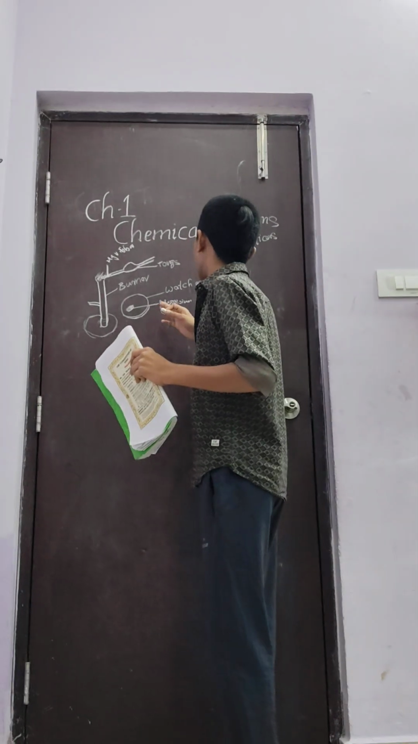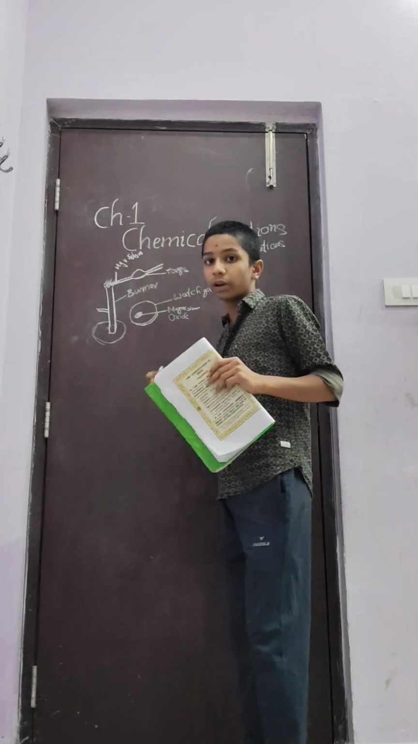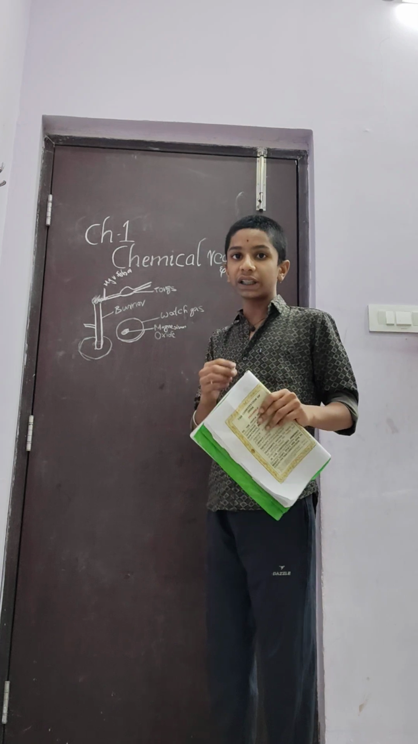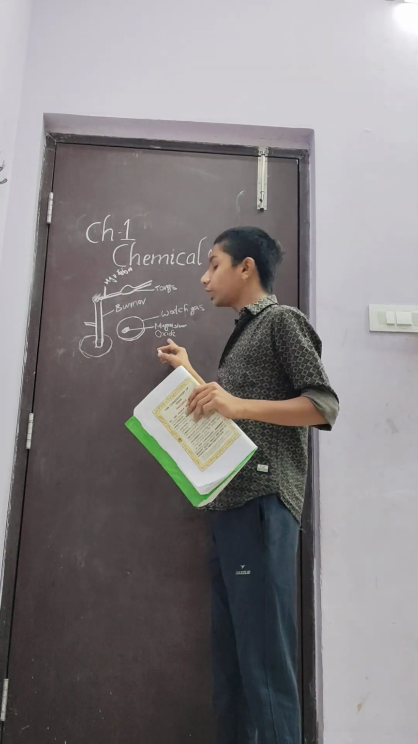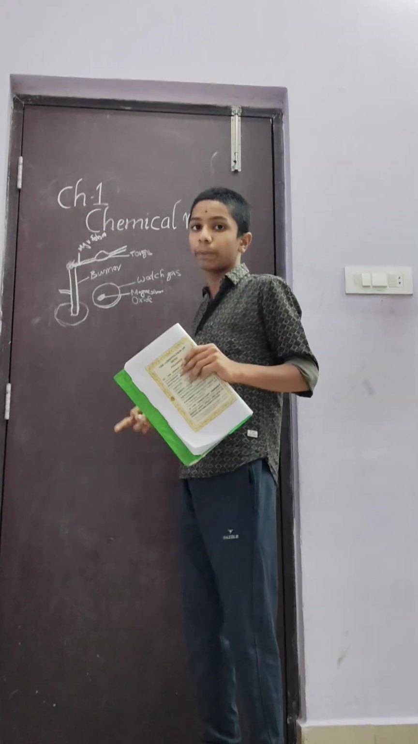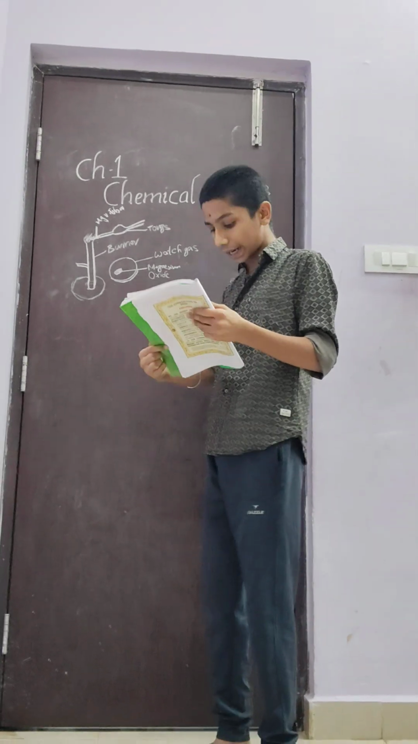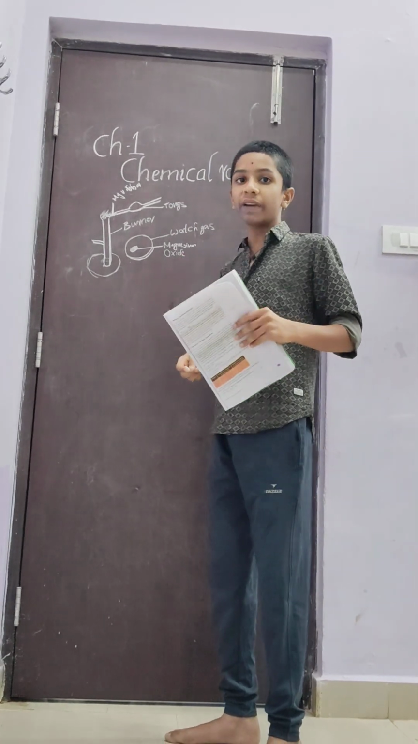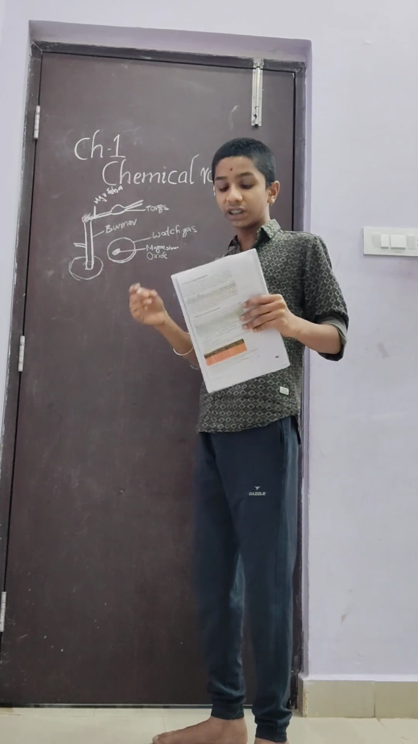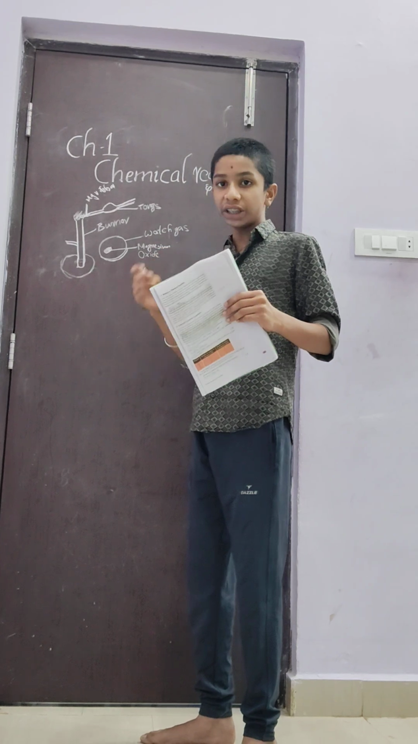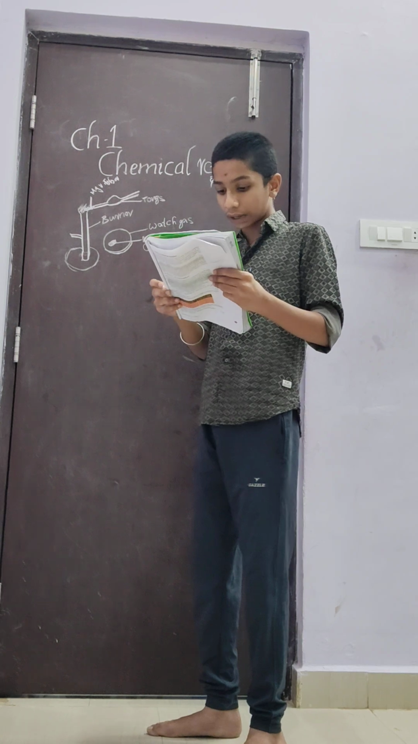We can conclude this is a chemical reaction, as we discussed before, in which a new substance is formed. Here magnesium oxide is a new substance formed by burning the magnesium ribbon. This is a chemical reaction. The changes that happen when a chemical reaction takes place are change in state, change in color, evolution of gas, and change in temperature.